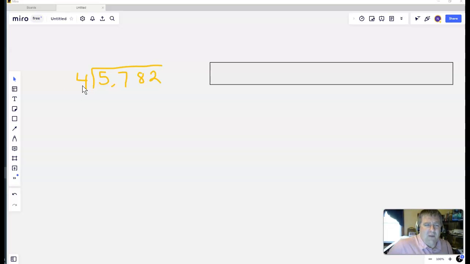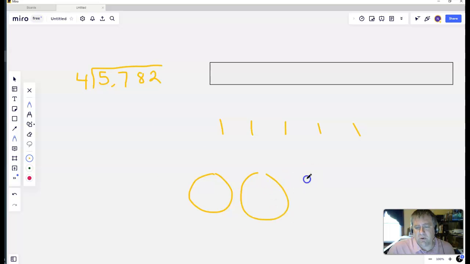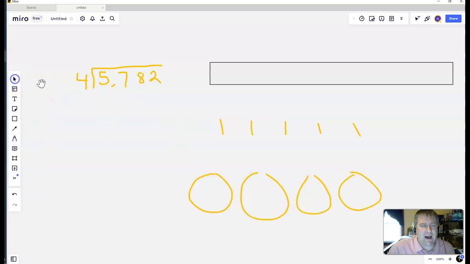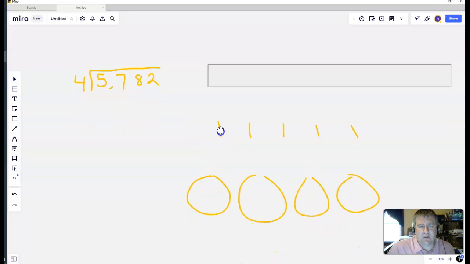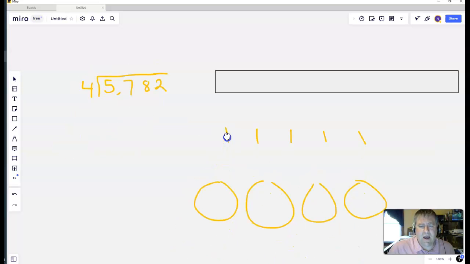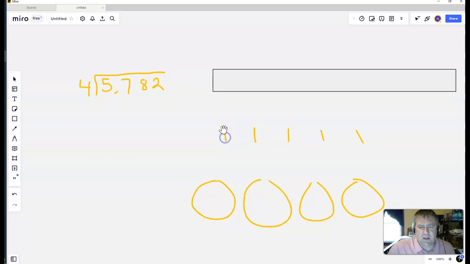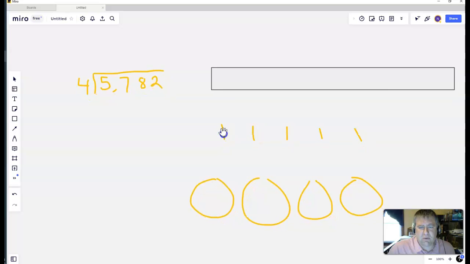Right away, I'm going to get to the slightly different angle. Oftentimes I look at this and say, well, let's start off with our 5,000s. So I'm just going to put little marks here to indicate my 5,000s, and then we're going to divide that into 4 groups. Here's 1 group, 2 group, 3 group, and 4 group.